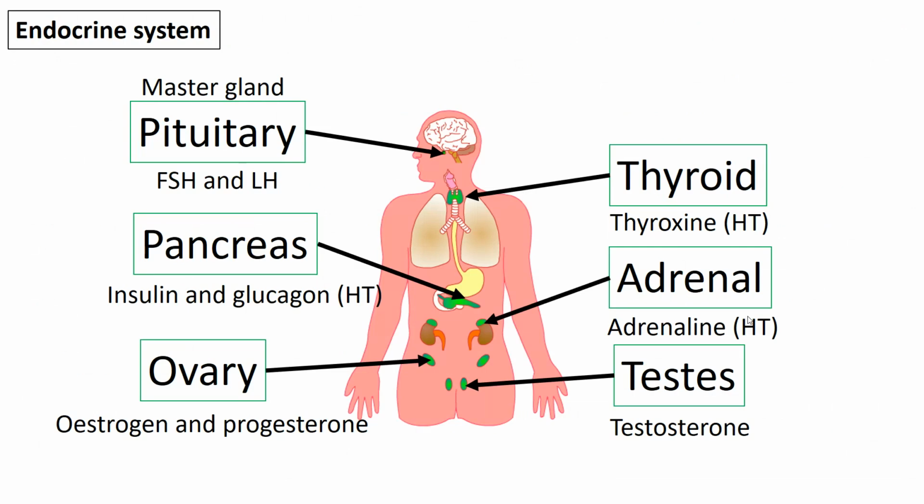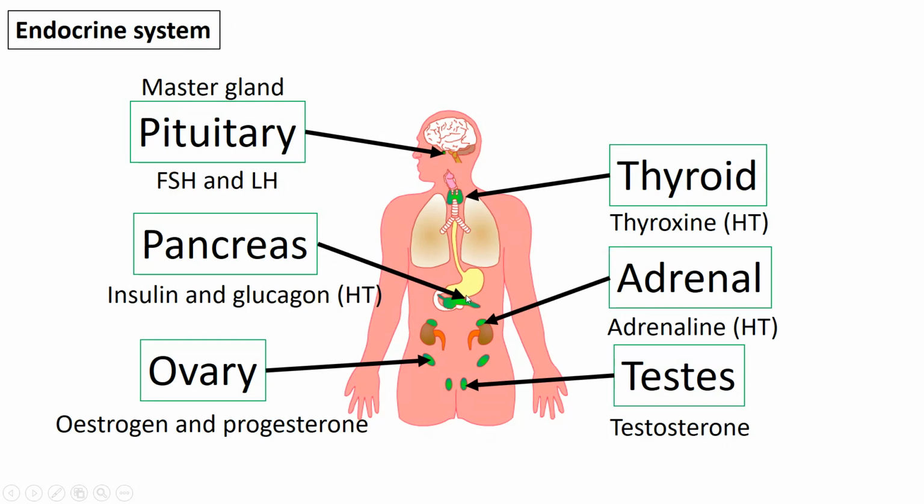But before we do, we are going to have a little look at all of the organs involved in the endocrine system. So you need to be able to label these organs and say where they are in the human body. You'll see you've got a master organ called the pituitary gland right at the top near the brain, and that's called the master gland because it controls and coordinates all of the other glands in the body.